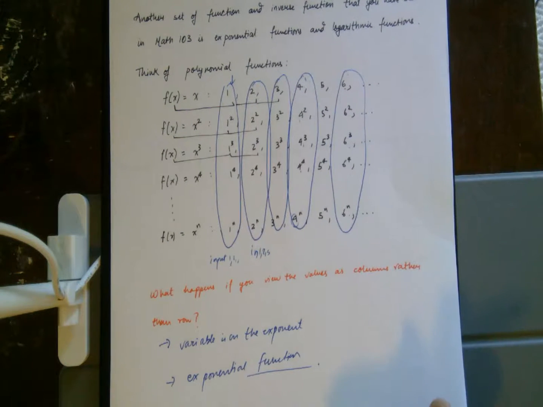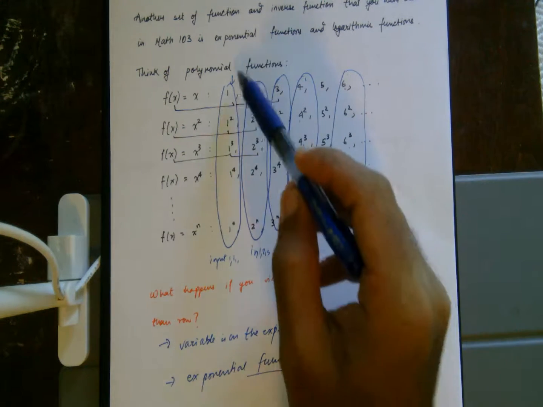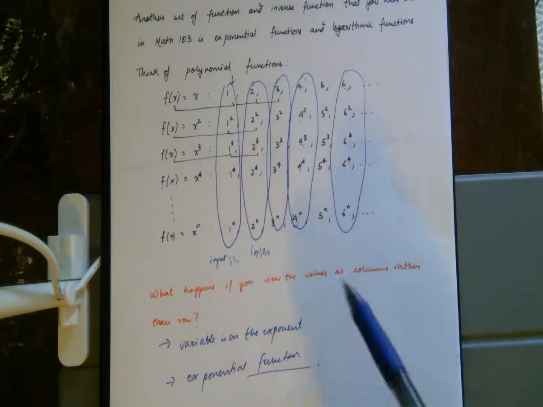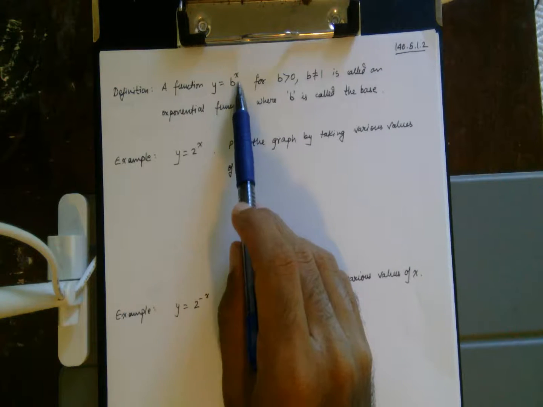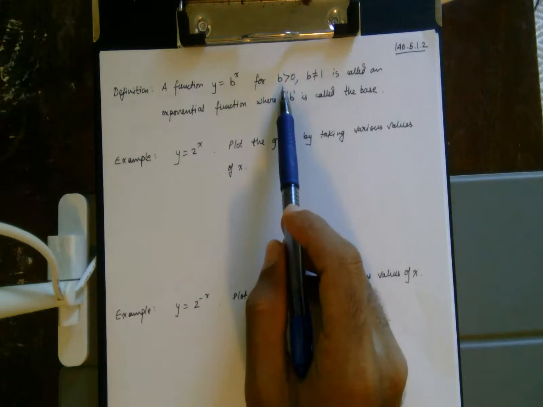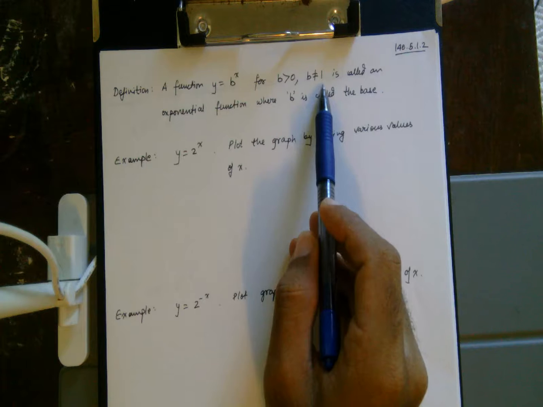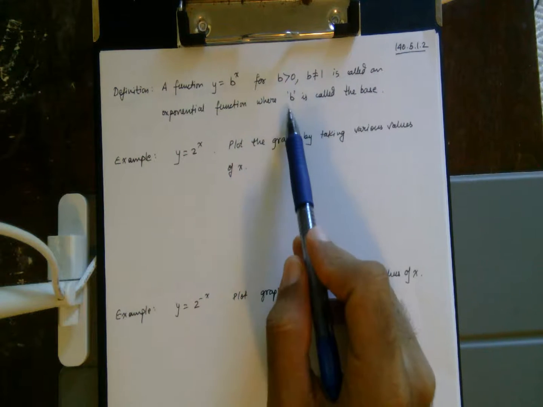So we can see from polynomial functions that we get exponential functions by thinking of how we can go column-wise instead of row-wise. Here's the formal definition. Any function of this form, b to the x, for b greater than 0 and b not equal to 1, is an exponential function, and b is called the base.